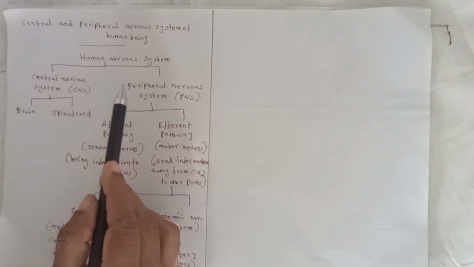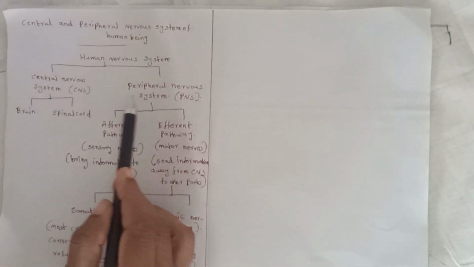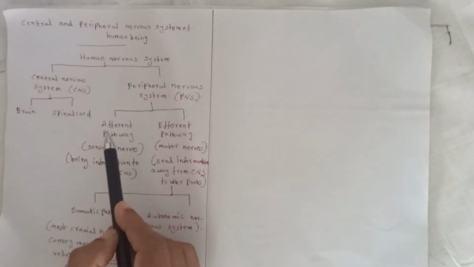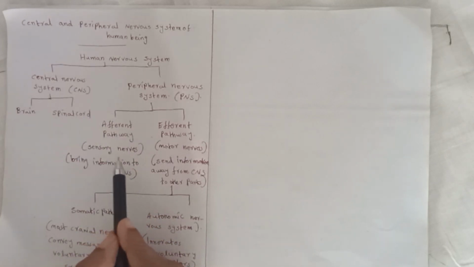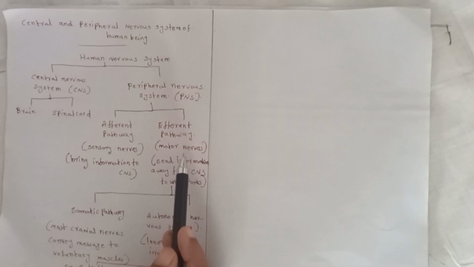The human nervous system consists of the central nervous system and the peripheral nervous system. The central nervous system includes the brain and spinal cord. The peripheral nervous system has the afferent pathway and efferent pathway. Afferent pathway means sensory nerves bring information to the central nervous system, and efferent pathway means motor nerves or motor neurons send information away from the central nervous system to other parts of the body. The efferent pathway is again divided into the somatic pathway and the autonomic pathway. In the somatic pathway, most cranial nerves convey messages to voluntary muscles.